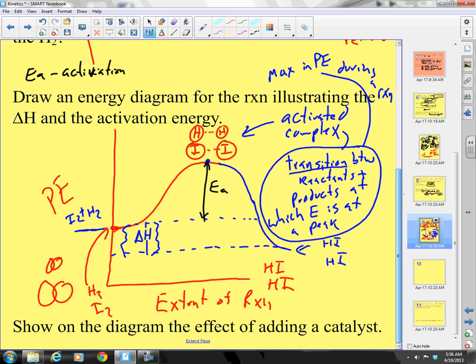Activation energy. And what is the activation energy? It is the minimum energy needed to initiate a reaction. I have to reach this amount of energy or my reaction won't occur.